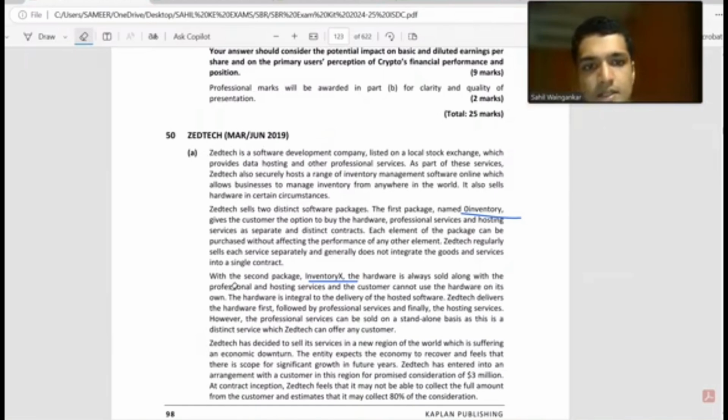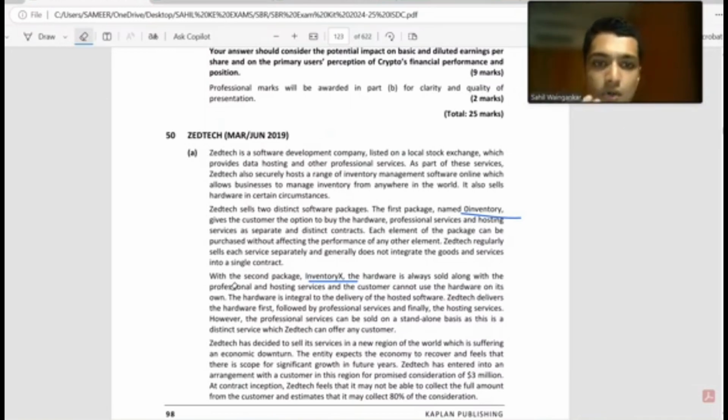The first package, named Zero Inventory, gives the customer the option to buy the hardware, professional services, and hosting services as separate and distinct contracts. Each element of the package can be purchased without affecting the performance of the other element. Zedtech regularly sells each service separately and generally does not integrate the goods or service into a single contract.